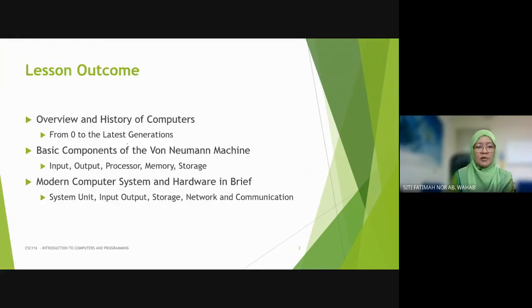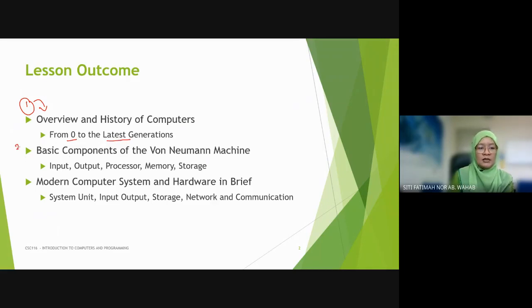The lesson outcome. At the end of the class, the first thing that you have to be able to do is to explain the overview and the history of computers. Okay, we have the 0th generation until the latest generation.